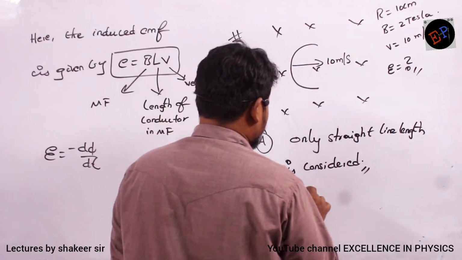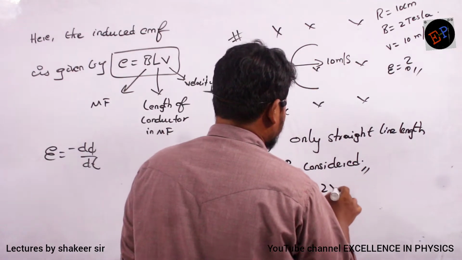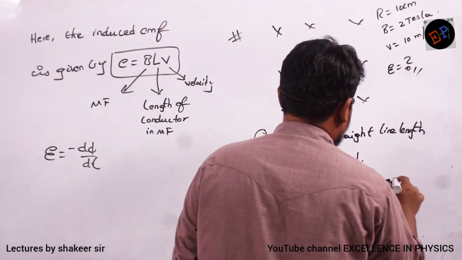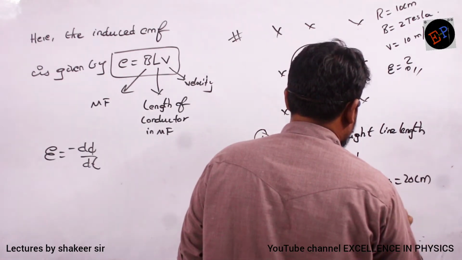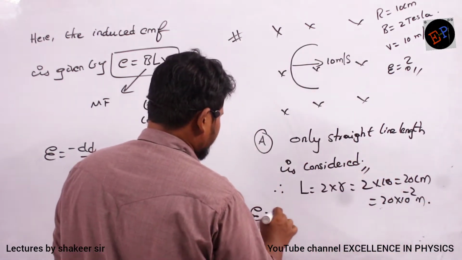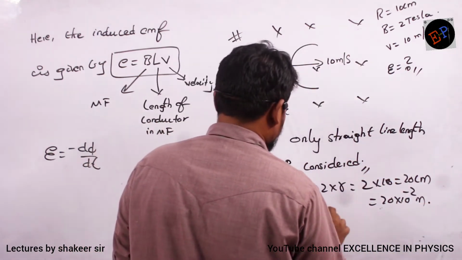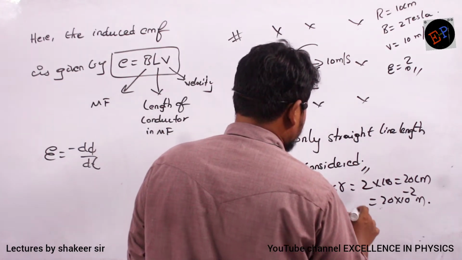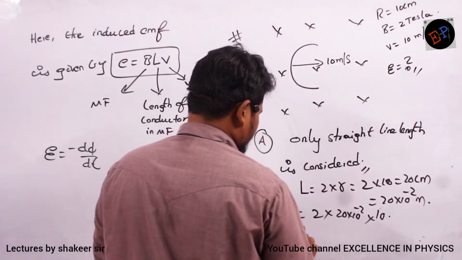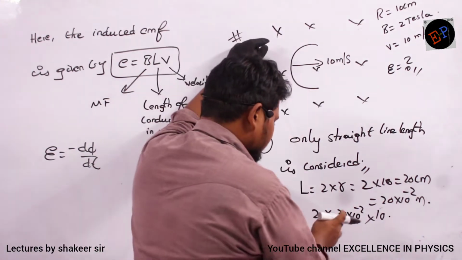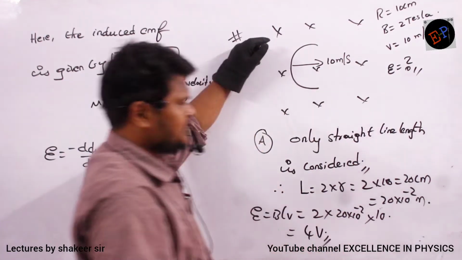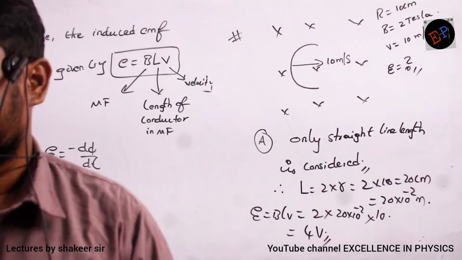Therefore L will become 2 times the radius, nothing but diameter. So 2 into 10 is how much? 20 centimeter. So it is 20 into 10 power minus 2 meter. Therefore, EMF induced is BLV. B is 2, length is 20 into 10 power minus 2, velocity is 10. So totally how much? 4 volts. This is my answer. EMF induced is 4 volts.